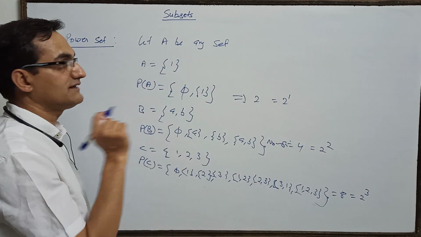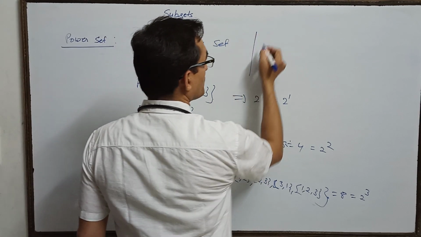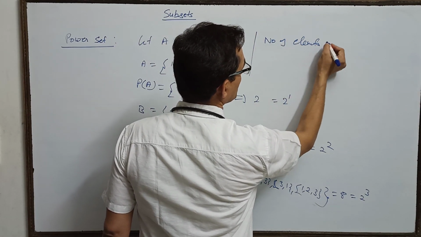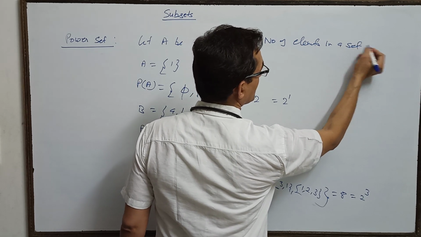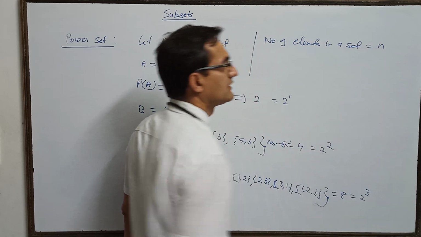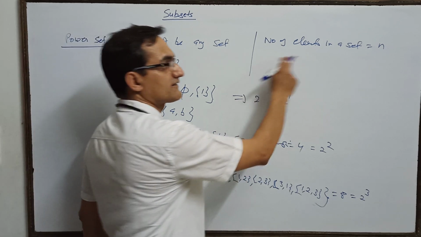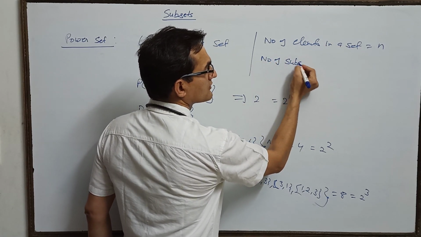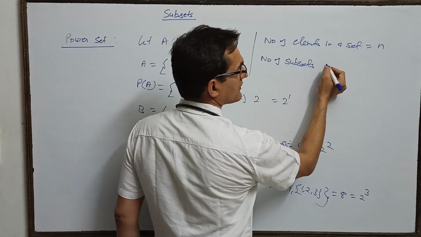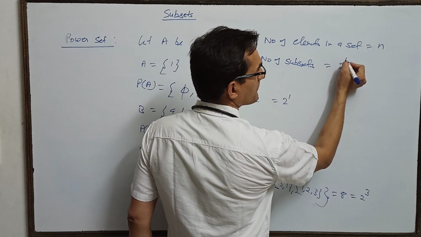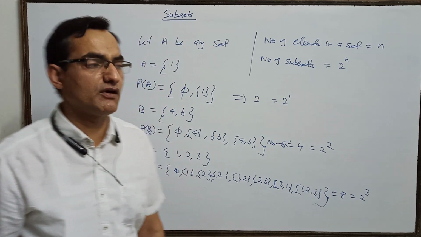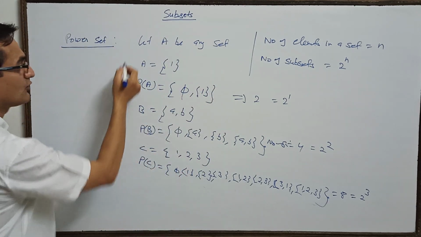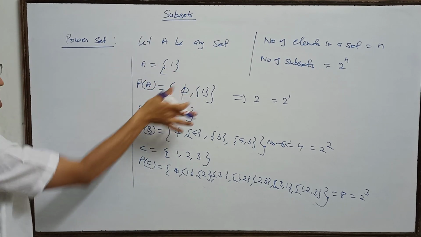Now we can generalize this. If the number of elements in a set is n, then the number of subsets will be equal to 2 to the power n. Is it clear? So that was all about the power set.